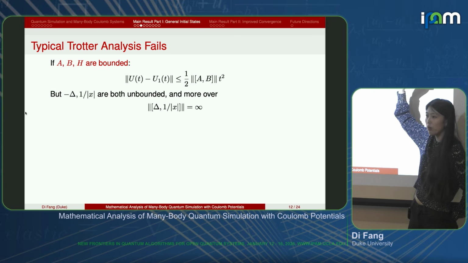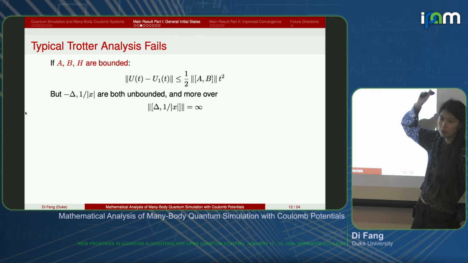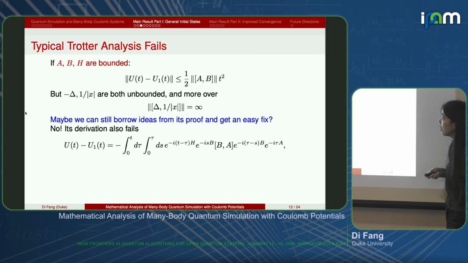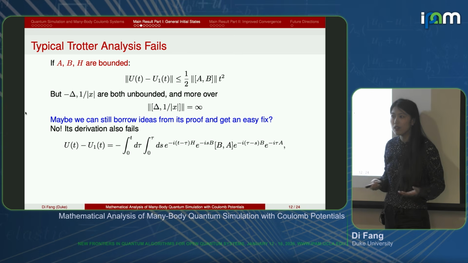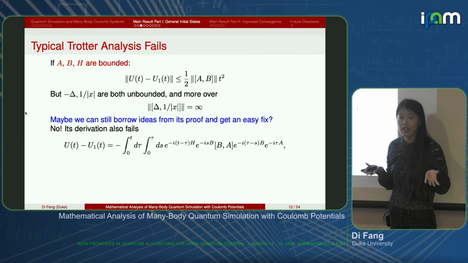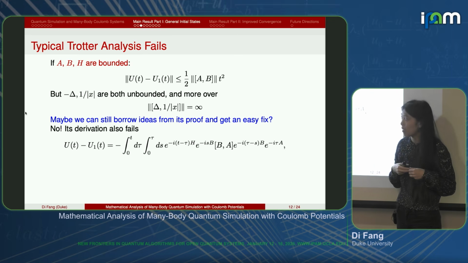You have infinity. Your right-hand side is trivial. It's just infinity. It does not tell you anything. Then you may think, OK, I can maybe still borrow the idea of these great results, and maybe I can massage the idea of the original proof just a little bit. And then I can still deal with this unbounded operator.